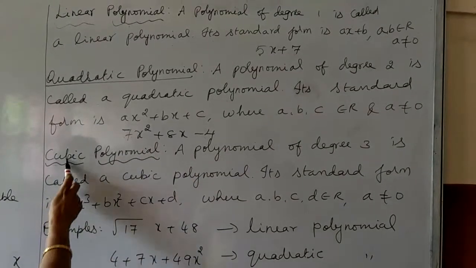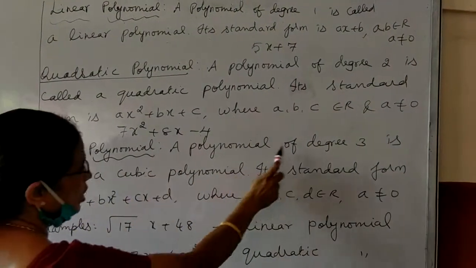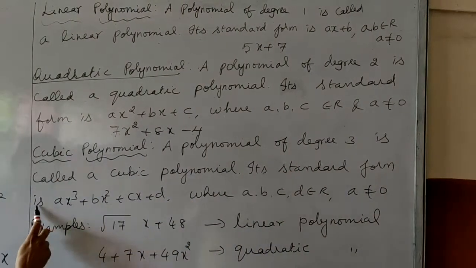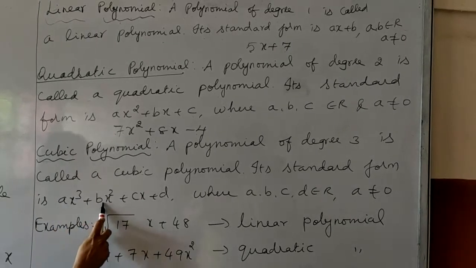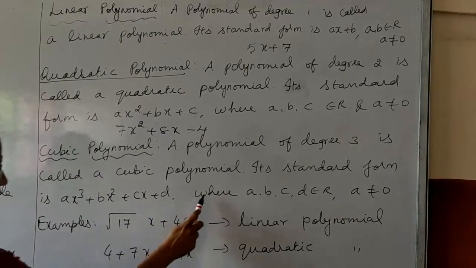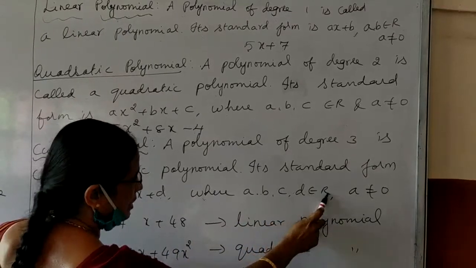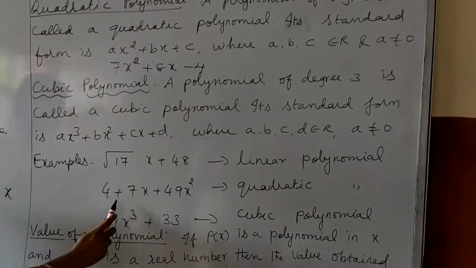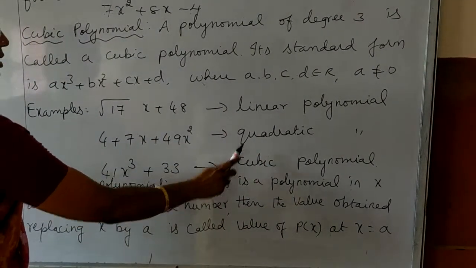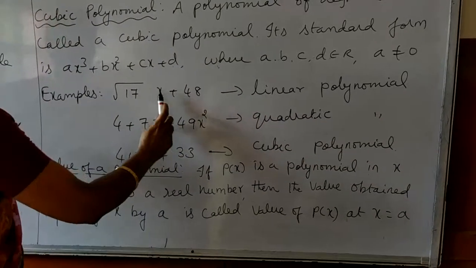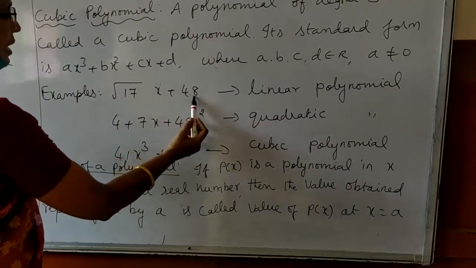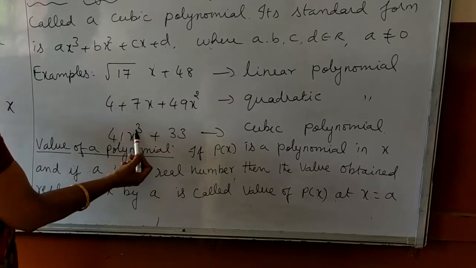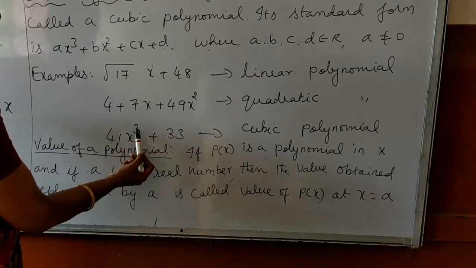Then comes cubic polynomial. A polynomial of degree 3 is called a cubic polynomial. Its standard form is ax cube plus bx square plus cx plus d, where a, b, c, d are real numbers and a is not equal to 0. Here there are some examples which represent linear, quadratic and cubic. So we should check only the degree of the polynomial. Here it is 1, therefore it represents linear. Here the degree is 2, hence it is quadratic. Here the highest exponent is 3, therefore here it is a cubic polynomial.